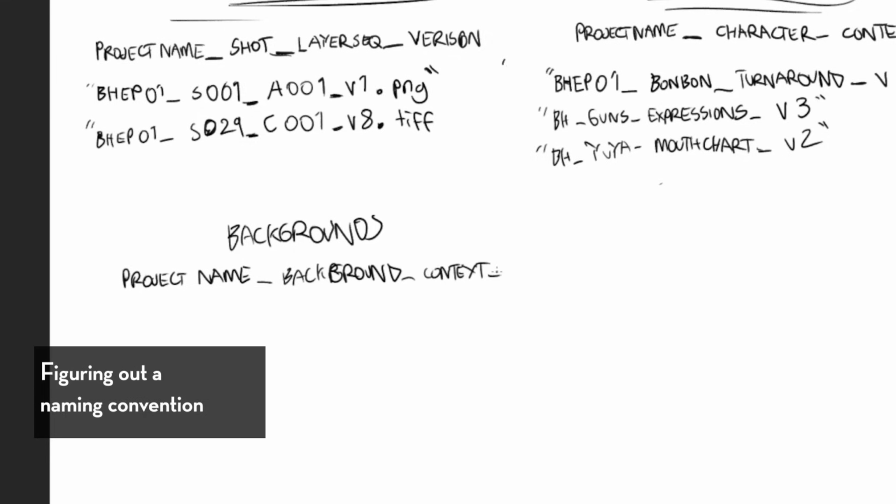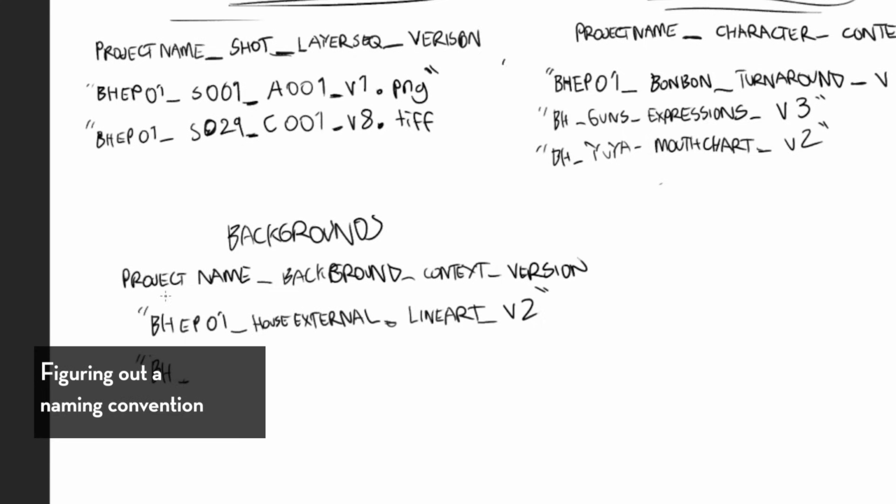So backgrounds, for example, I usually have the project name. I'll put the background name, the context, so whether it's line art, whether it's finished art, and of course the version. If you wanted to go the extra mile, you could actually put BG in the file name, or in character design, you could put character in the file name, or CHAR, just to keep things super organized. So again, it's up to you. I just came up with this naming convention on the spot, so yeah.